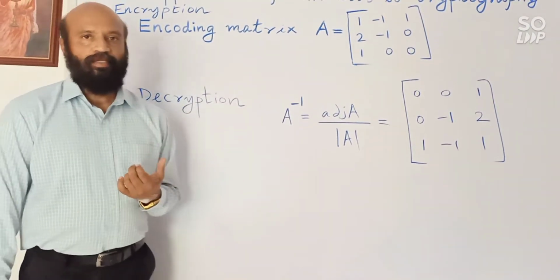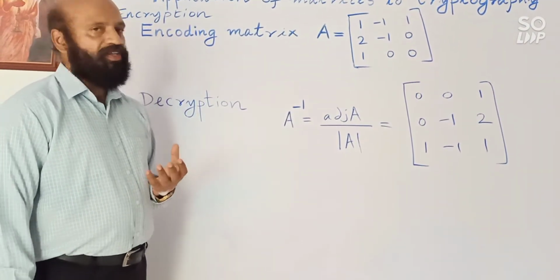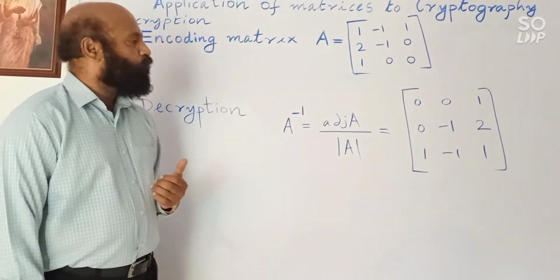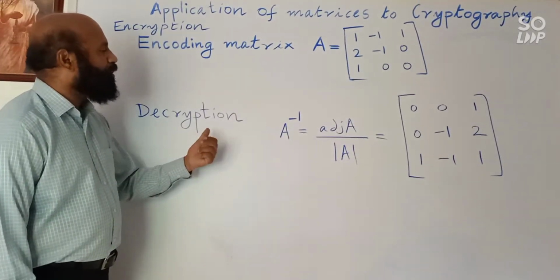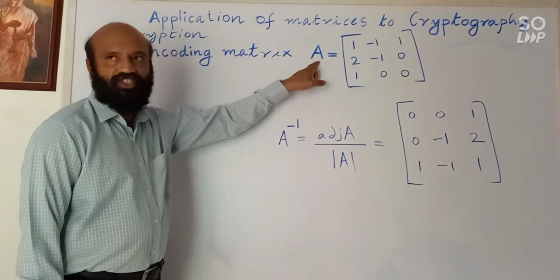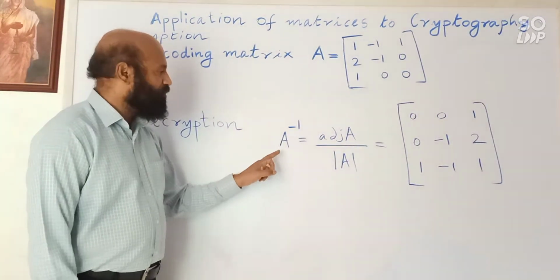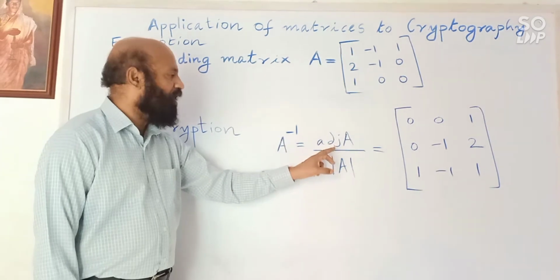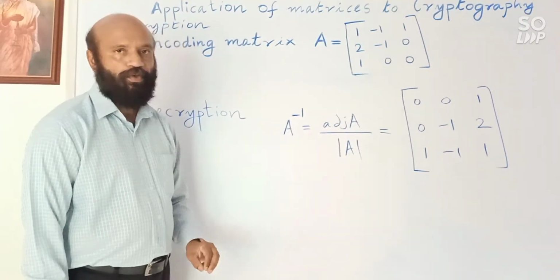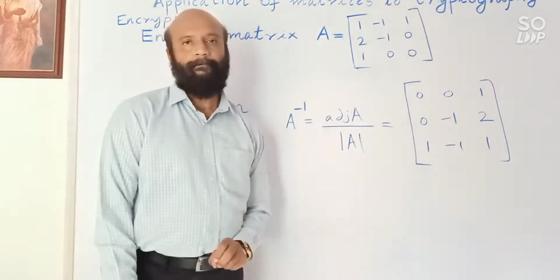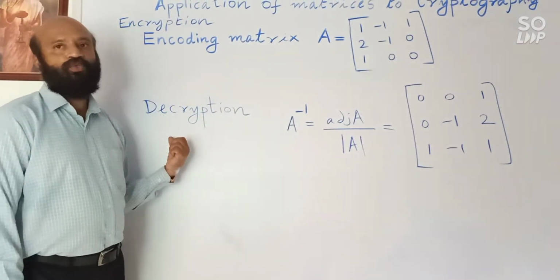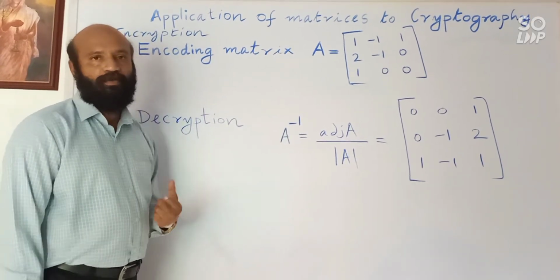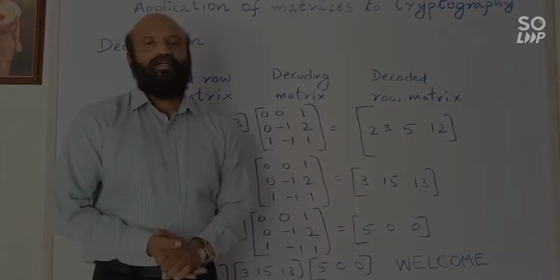Decryption is the process of retrieving the original information from the coded form. For that, the receiver will depend on the inverse of this matrix. So already you have studied how to get the inverse of a matrix. Inverse of a matrix is adjoint A divided by determinant of A. You find the inverse of this matrix. Then the receiver is using the key as the post multiplication by the inverse of the matrix.